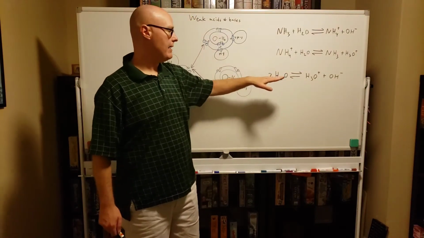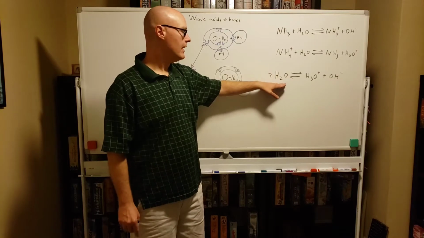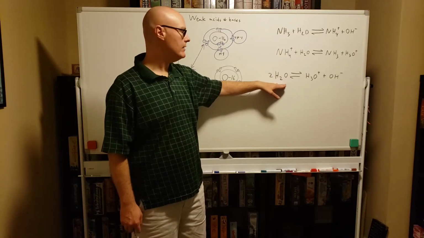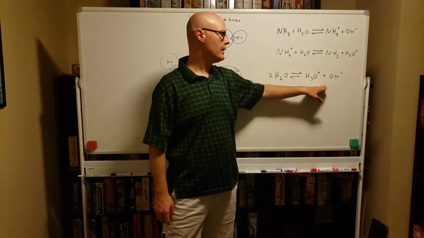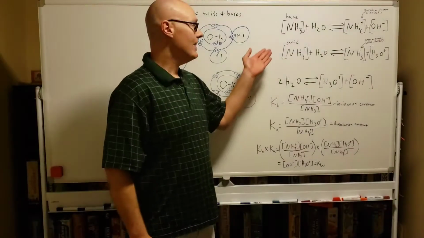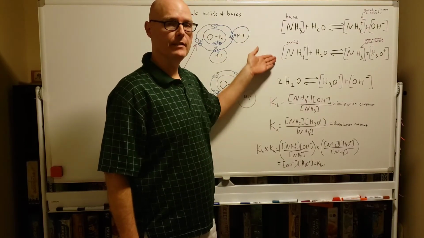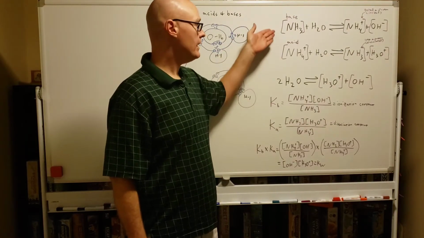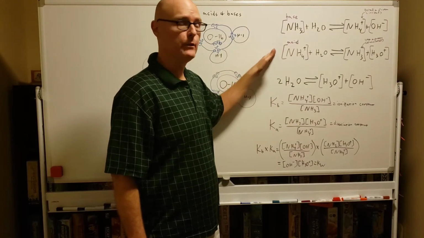Don't forget, we also have the autoionization of water. The autoionization of water is 2 waters becoming hydronium and hydroxide. All right, so we have these 3 equations that are going to exist in equilibrium. So they will have an associated concentration at equilibrium.